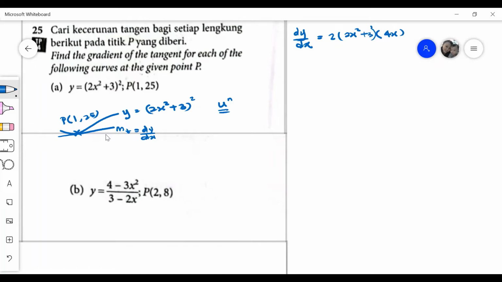Next, that is the gradient function. If we want to find the value of the gradient of the tangent at that point, we just need to substitute the x value. The x coordinate is 1 here. So the gradient of the tangent will be substituting x equals 1 into the gradient function. So we have 2 times (2 plus 3) and then 4 times 1. Let's multiply everything together. 4 times 2 is 8. 8 times 5 is 40. So the gradient of the tangent at point P is 40.